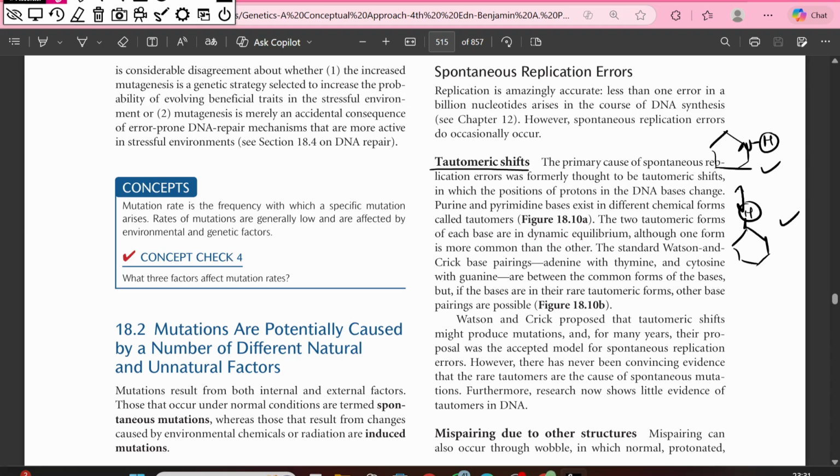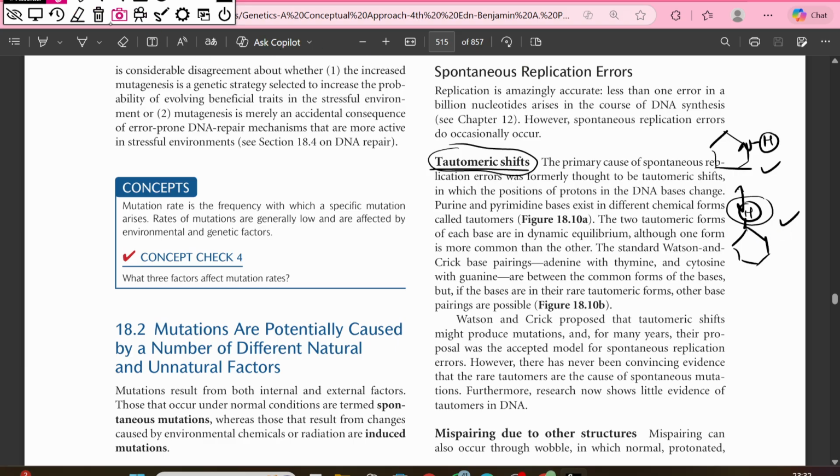So tautomers are nothing but the different chemical forms of a nitrogenous base which differ only in one proton position. Due to tautomerization, there can be incorrect base pairing, and they will then not follow the Watson-Crick model. Always remember that tautomers are extremely rare and unstable because this proton cannot reside here for a very long period of time. So the tautomeric shifts are also very rare because the tautomers so formed are very unstable.